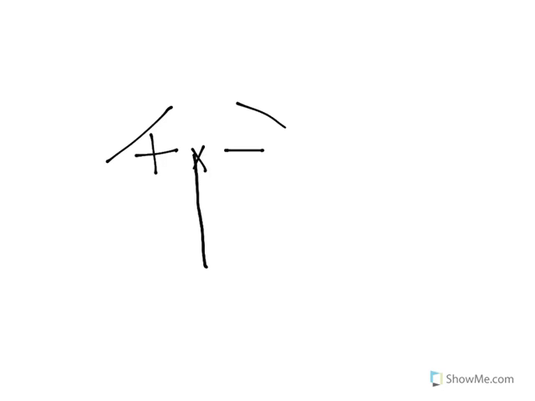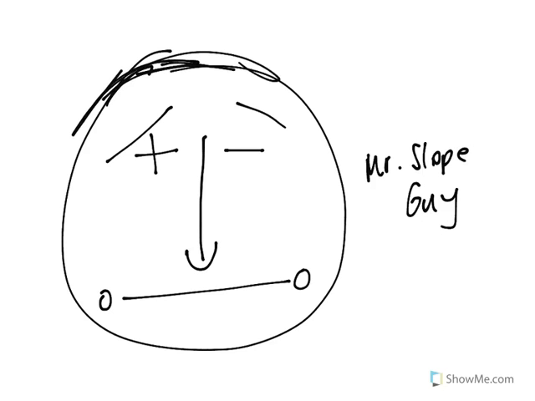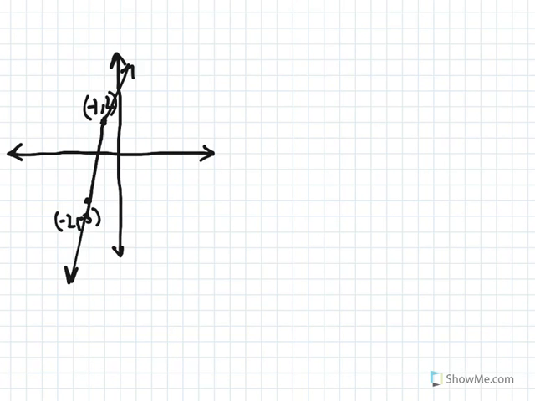Then he has his nose right here. His nose is a vertical line. What do we know about vertical lines? The slope is undefined, so the bottom of his nose is a U. His mouth is flat, which has a slope of 0. Horizontal lines have a slope of 0. And now you have Mr. Slope Guy. I'm telling you, on the MCAS, you should maybe just draw him on the top of your page, so you always remember. Okay, so let's do an example.